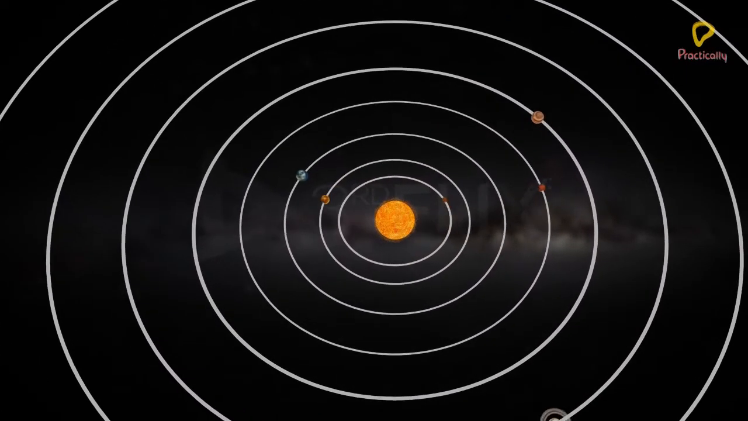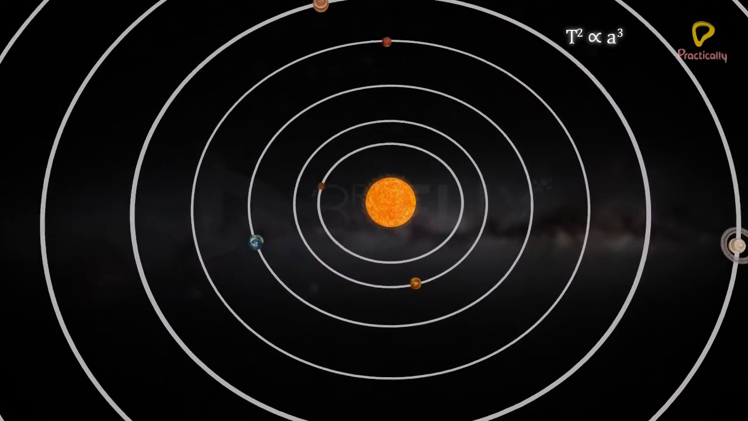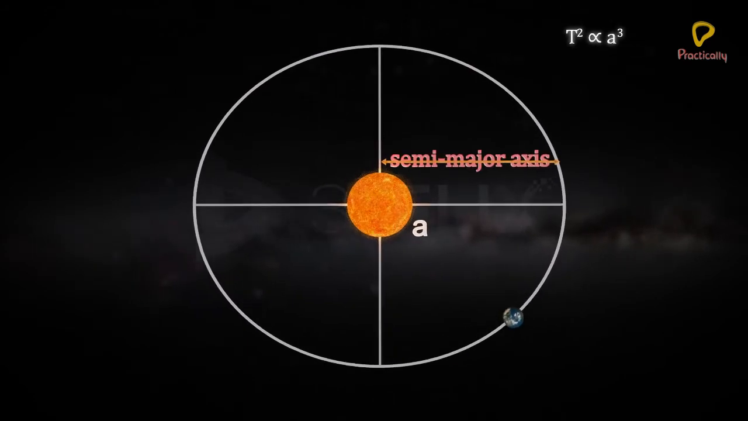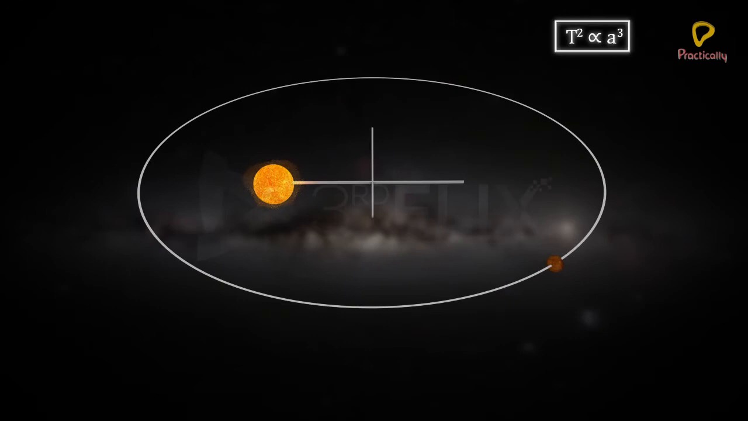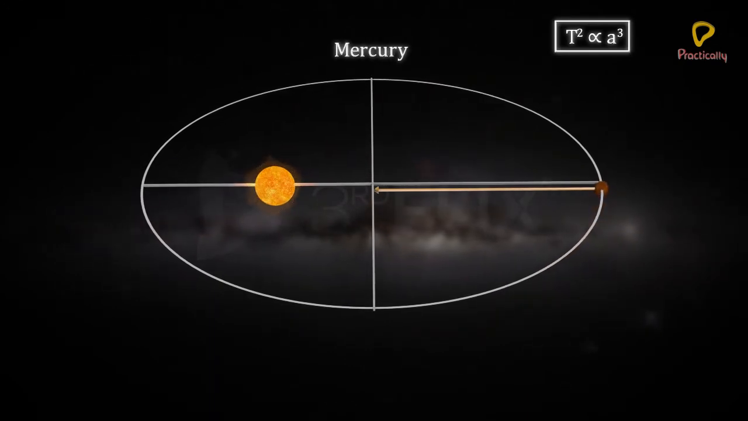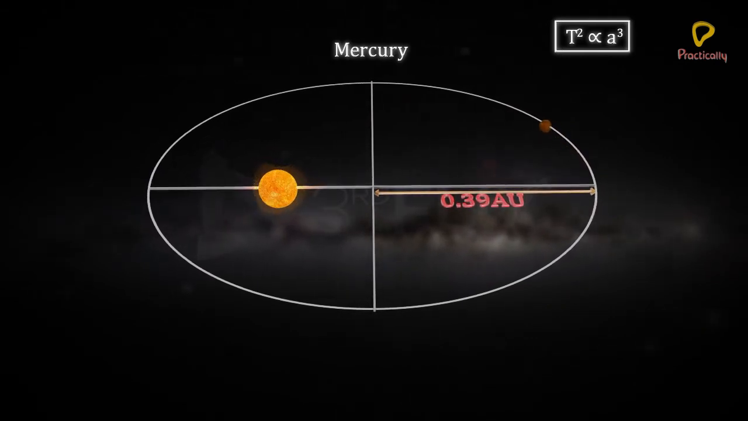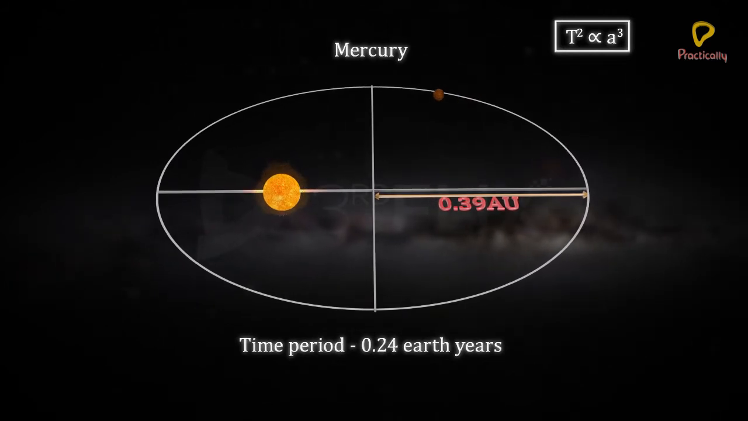It states that the square of the time period of revolution of a planet in its orbit is directly proportional to the cube of the semi-major axis of the elliptical path around the Sun. For example, for Mercury, the length of the semi-major axis is 0.39 astronomical units, and its time period around the Sun is 0.24 Earth years.